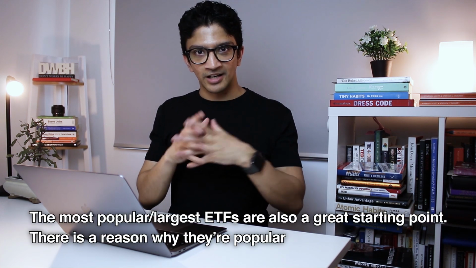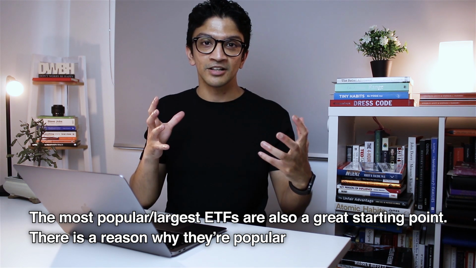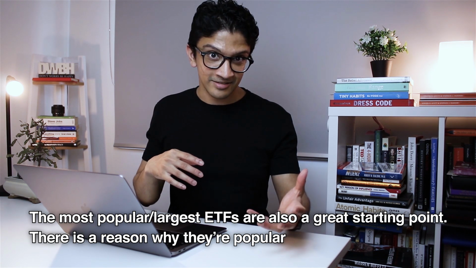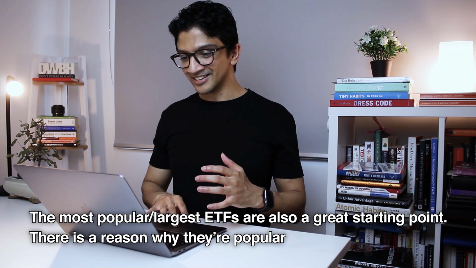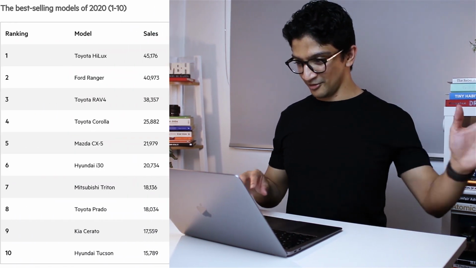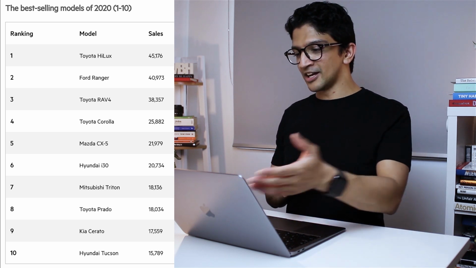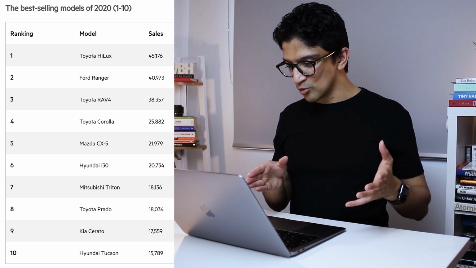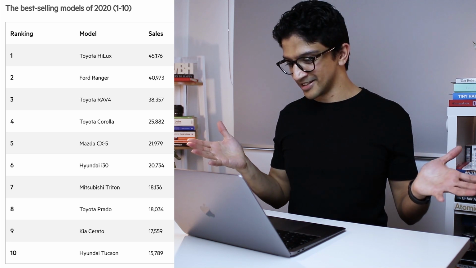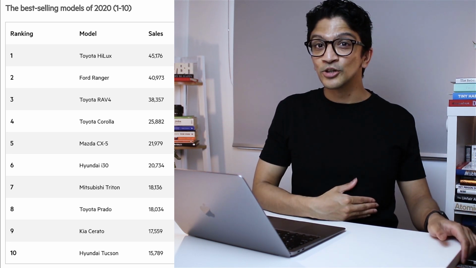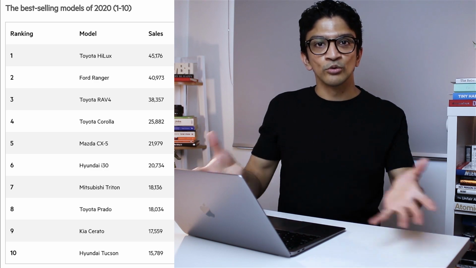Often the case when it comes to these kinds of decisions is you can also just go with the most popular option. Because like in cars, the most popular cars get sold a lot because they're good cars. Here is the list of popular cars in Australia of 2020, and there might be some variation here because of COVID. But what do you have? You have the Hilux, the Ranger, RAV4, Corolla. Of course, the Corolla's in there. CX-5, Hyundai i30. They're popular because they're also good.